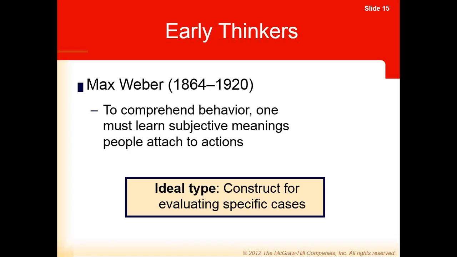He also had this idea of what he called Verstehen, V-E-R-S-T-E-H-E-N, which is a German word. A loose translation would be understanding, comprehension. And so what he said is, in order to understand behavior, we have to understand what people are trying to express with that behavior. We have to comprehend what they're trying to express.